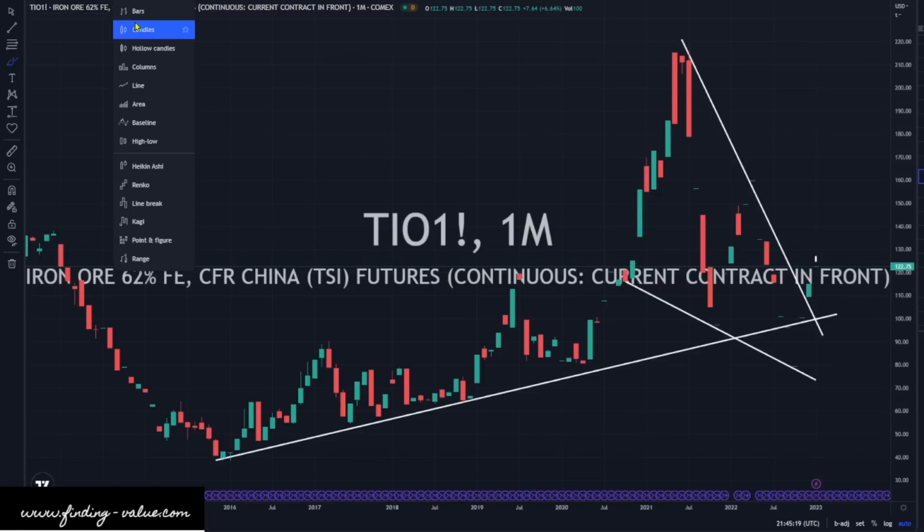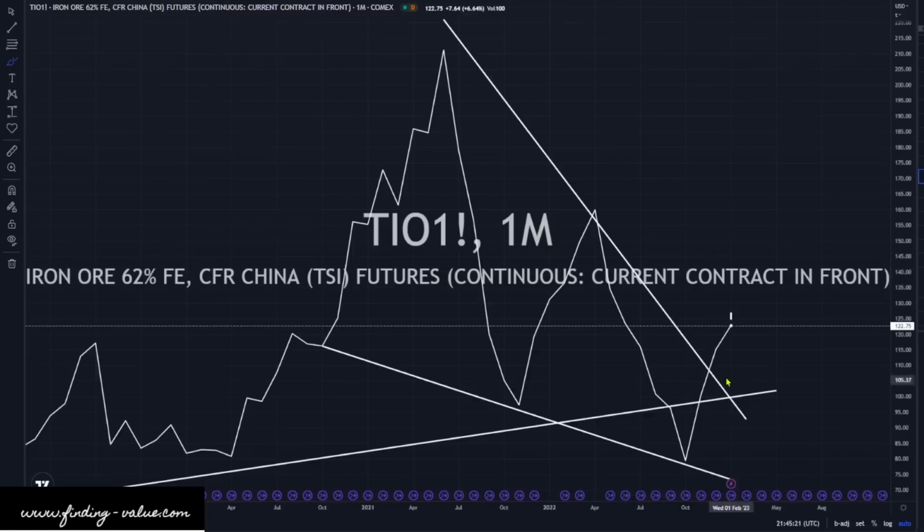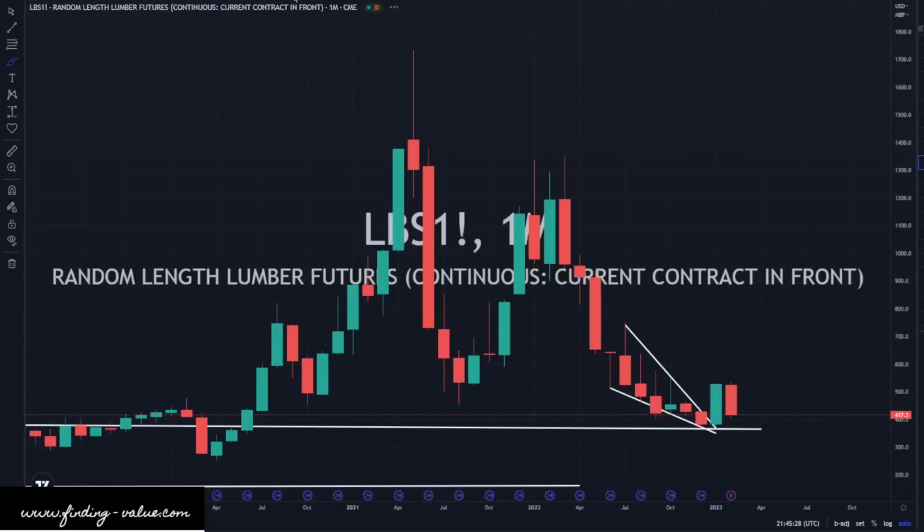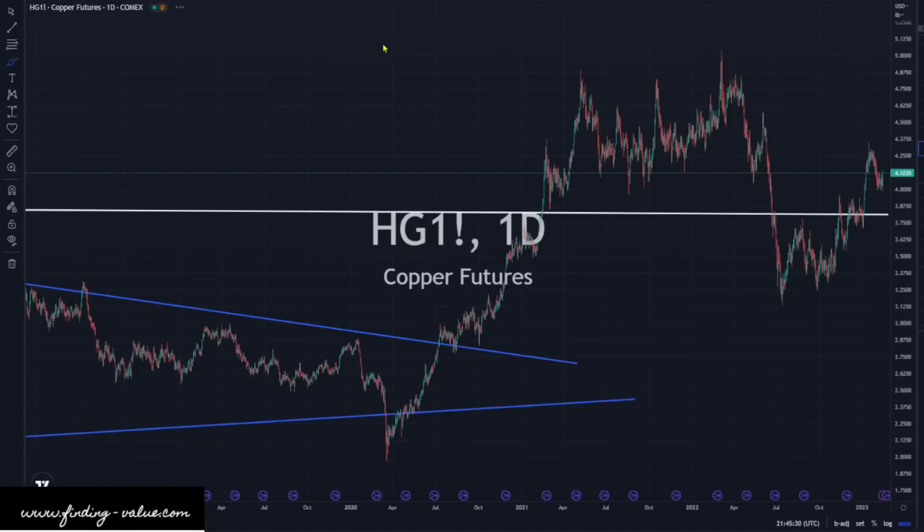The iron ore market, there's iron ore. You can see we've broken to the upside. That looks really good, and it's moving on up. So that looks fantastic from that perspective. Oops. Let's go back to iron ore.